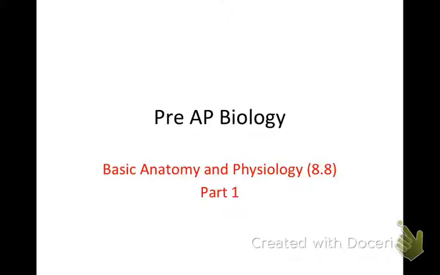All right, so first thing we got to know is what does anatomy mean and what does physiology mean. Because whenever you are a senior, you get to look and see, hey, do I want to take anatomy and physiology my senior year for my science class? Well, let's know the difference between them.